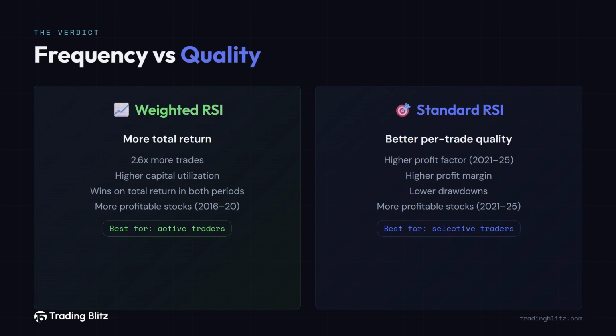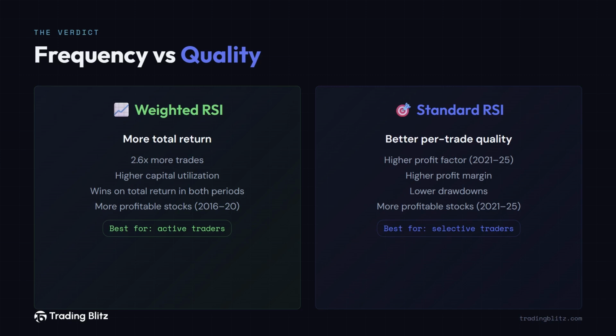And that's not a one is better than the other conclusion, it's a which one matches how you trade conclusion. I think that's actually a more useful finding than simply declaring a winner. Both strategies showed a genuine edge across 10 years of data, across two very different market regimes. The question for you is whether or not you prioritize total return or per trade efficiency.